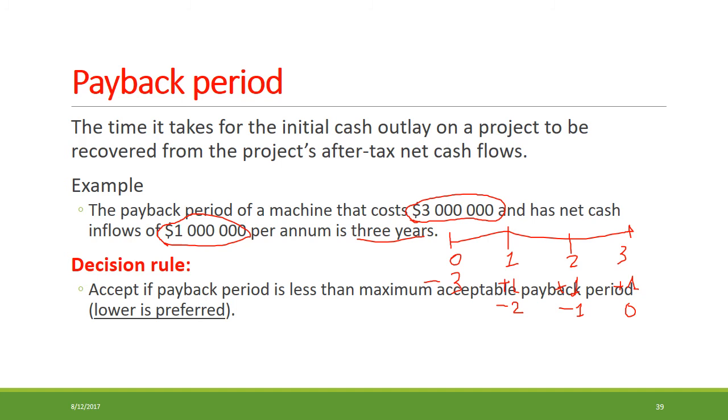So with the payback period, the focus is to see how liquid the investment is. If we have a shorter payback period, that means that we get back our initial cash outlay faster, right? So if we were to have a maximum acceptable payback period, our decision rule here is to accept if the payback period of the project is less than the maximum acceptable payback period, right? So we want projects with more liquidity, projects that generate cash flows faster.